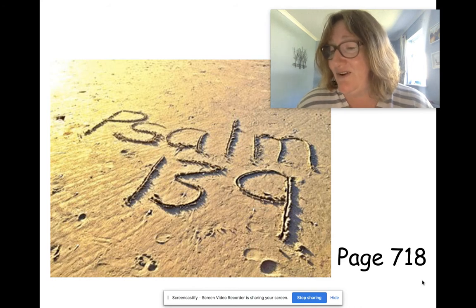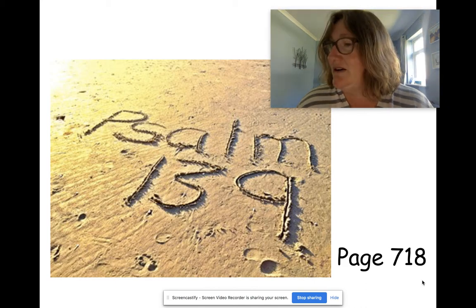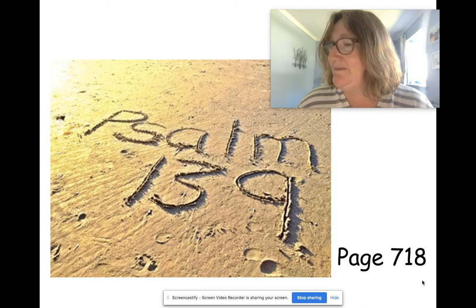My frame was not hidden from you when I was made in the secret place, when I was woven together in the depths of the earth. Your eyes saw my unformed body. All the days ordained for me were written in your book, before one of them came to be. How precious to me are your thoughts, God. How vast is the sum of them.